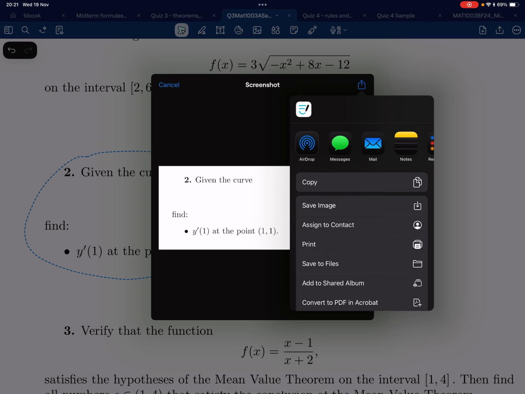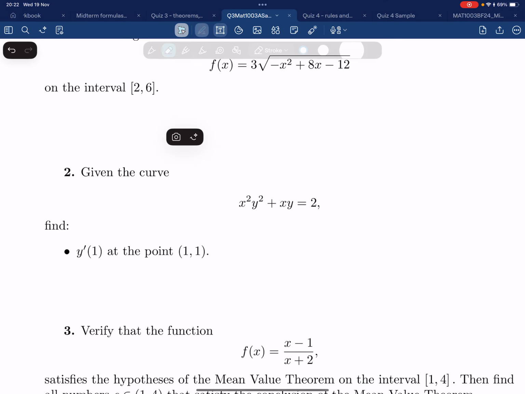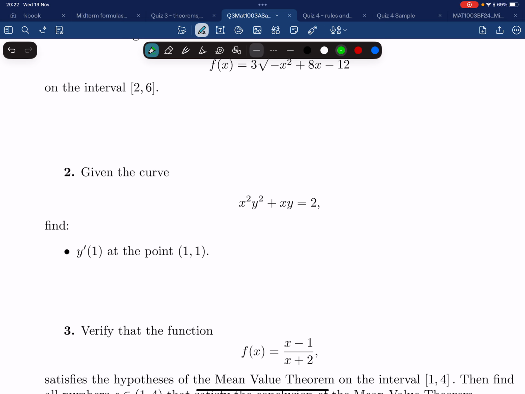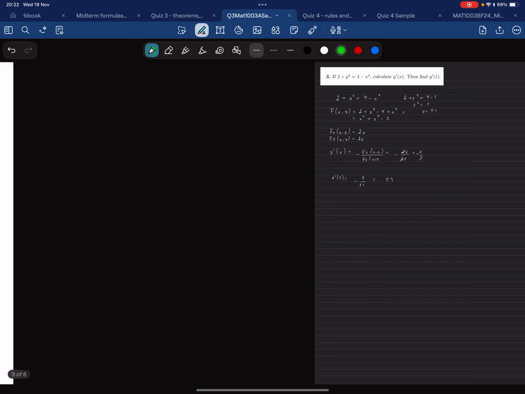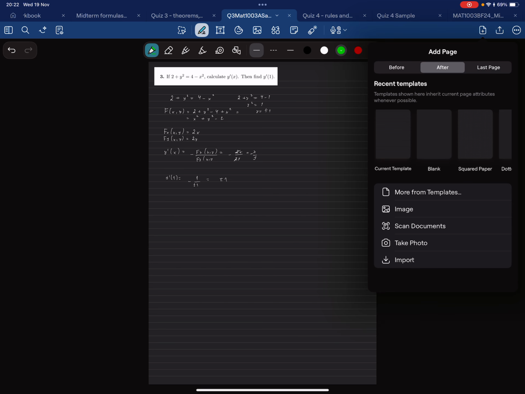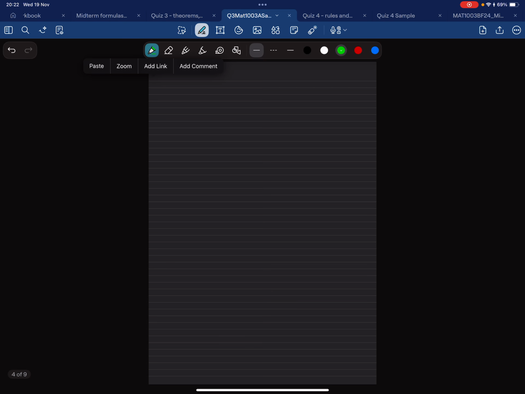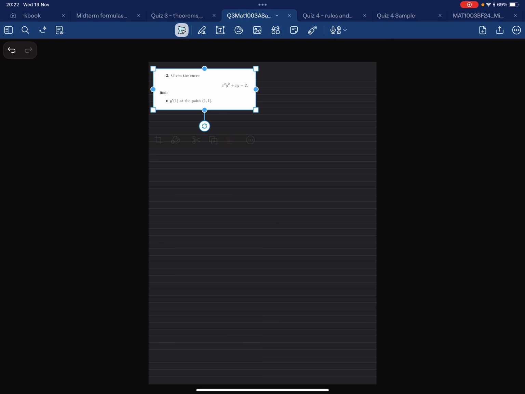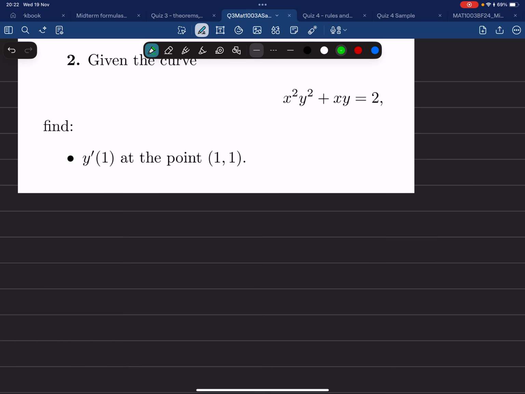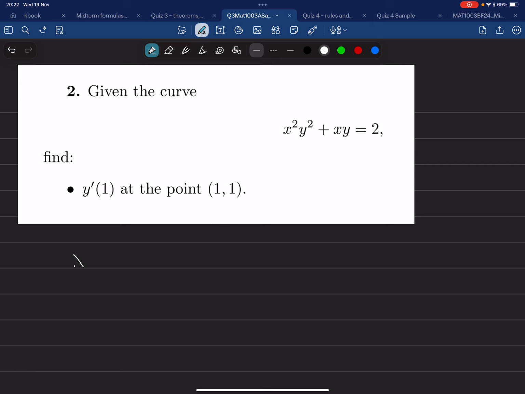I think the derivative is harder, but it's easier from the perspective that we're given, let me show you, both coordinates of the points. So we don't need to go back and calculate y in the original formula. We just have both coordinates. Okay, anyway, let's do this one. So we have x squared y squared plus xy equals 2.